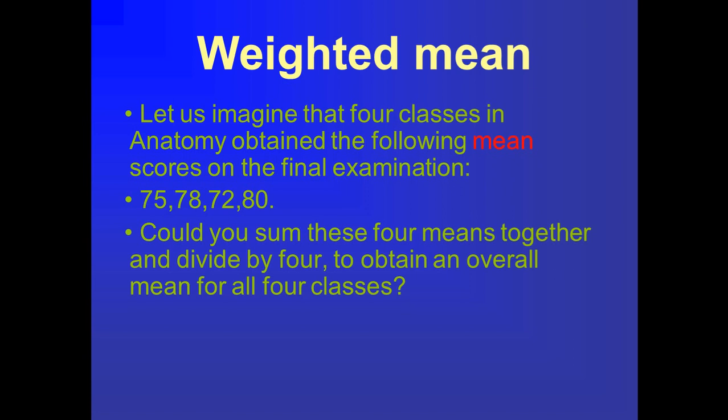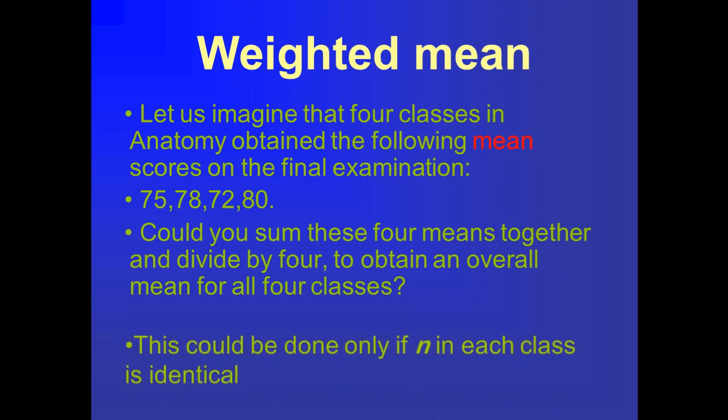We can sum these 4 means, but once the total number of students in each class is different from the other, we cannot use this way. So what we are going to do, we have to take the weighted mean. And how do we take the weighted mean?